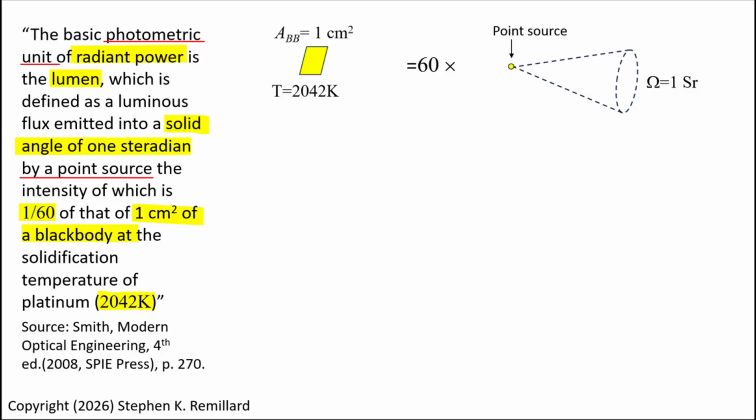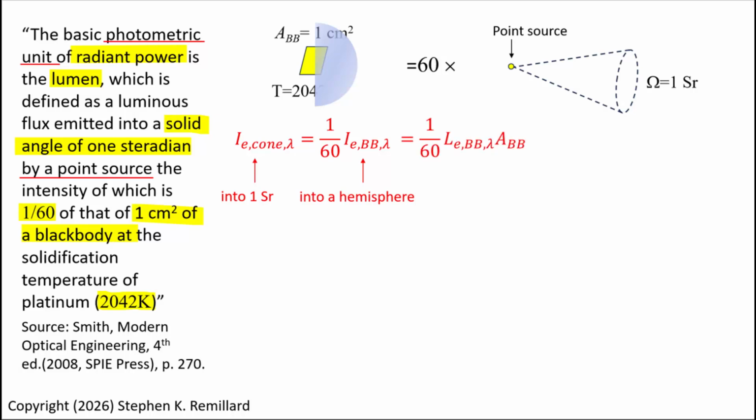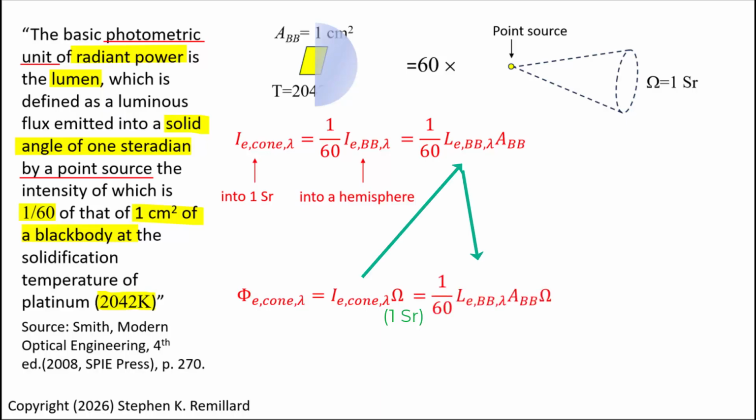body. Write it this way, where the variable I sub cone represents radiant intensity of the point source, and I sub BB is the radiant intensity of the black body, with its flux filling a hemisphere as black bodies do. Break that down into the black body radiance times the source area. These lambda subscripts, by the way, remind us that these are spectral quantities, so intensity and radiance per wavelength. Let's go one more step and find the radiant power that the point source sends into the cone by multiplying intensity by 1 steradian, and then replace intensity with 1/60th times radiance times source area.